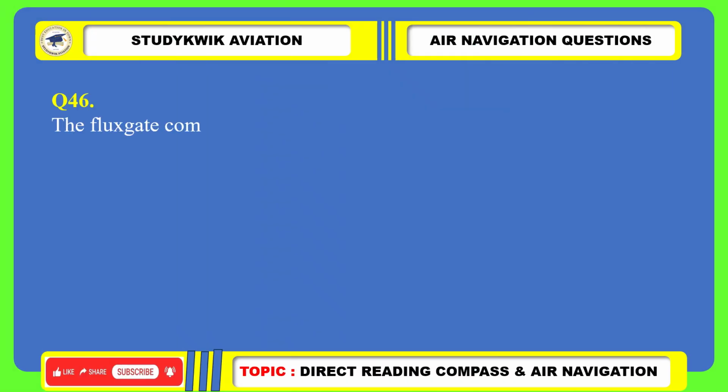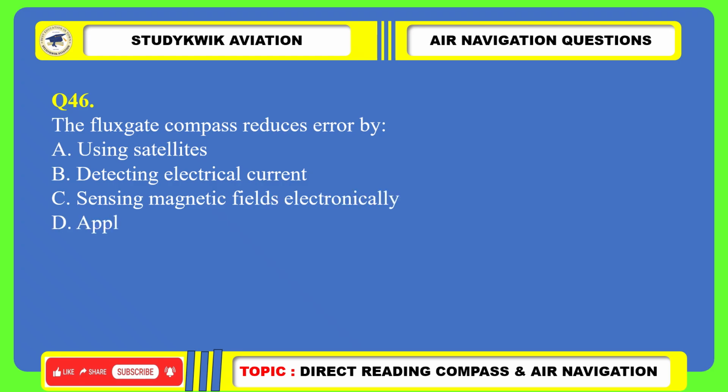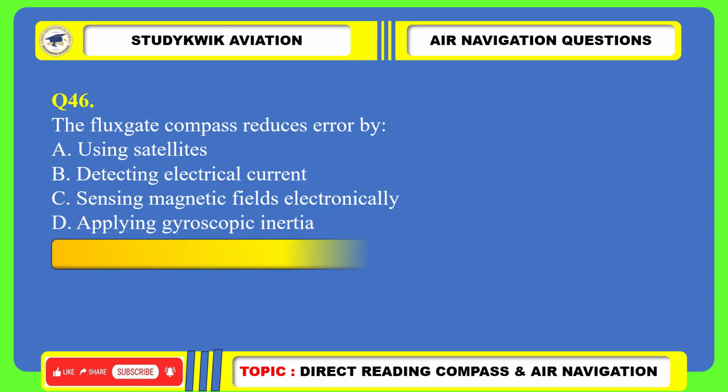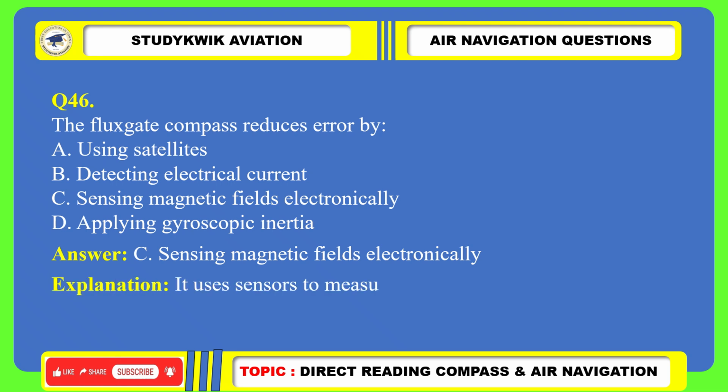Question 46. The fluxgate compass reduces error by: using satellites, detecting electrical current, sensing magnetic fields electronically, applying gyroscopic inertia. The correct answer is C. Sensing magnetic fields electronically. It uses sensors to measure the magnetic field more precisely.